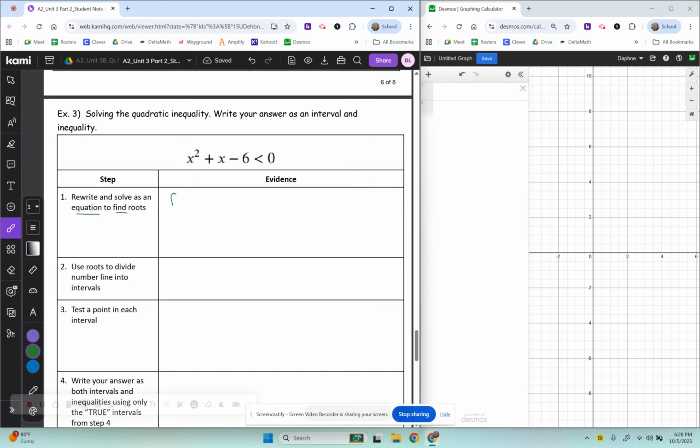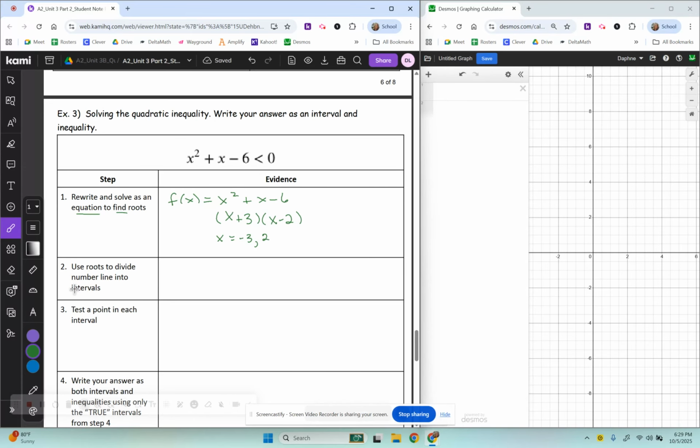So I am going to say f of x equals, because I'm making this an equation, x squared plus x minus 6. I'm going to factor it because we're looking for roots. So I need an x and an x, and then I need a 3 and a 2, and my 3 needs to be positive, okay? So this tells me that I have roots at x equals -3 and x equals +2.